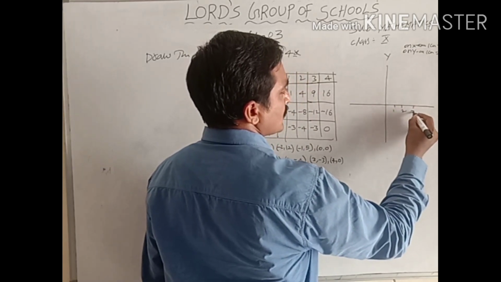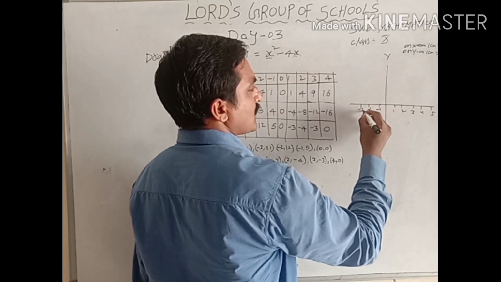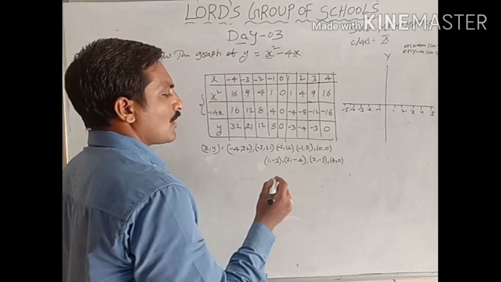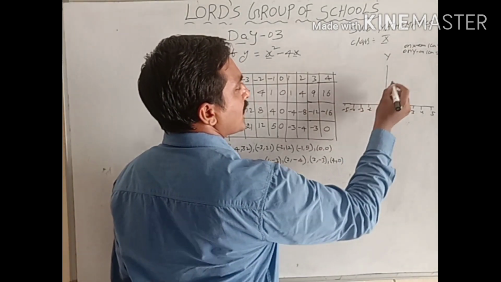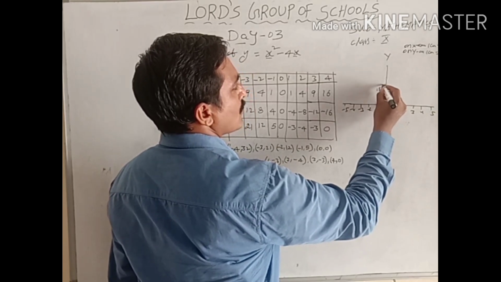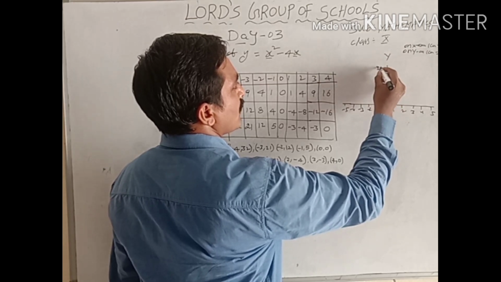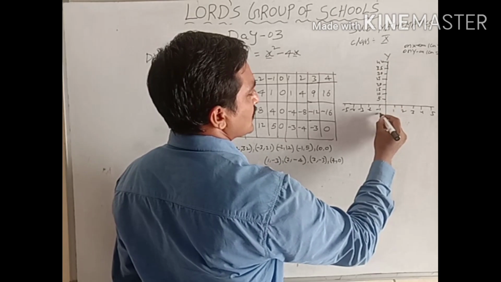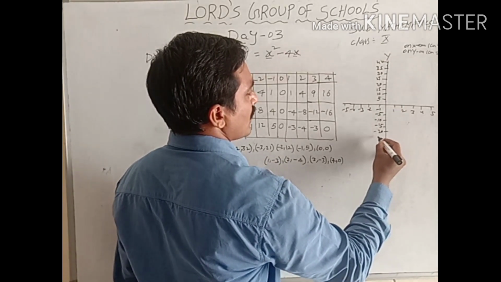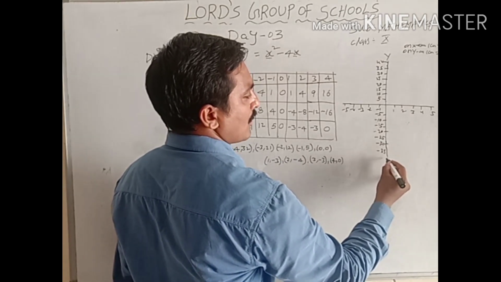1, 2, 3, 4, 5. Minus 1, minus 2, minus 3, minus 4, minus 5. Next comes the y-axis. Taking 5 units as 1 centimeter: 5, 10, 15, 20, 25, 30, 35, 40. Minus 5, minus 10, minus 15, minus 20, minus 25, minus 30, minus 35, minus 40.